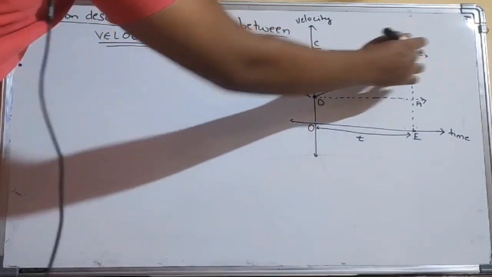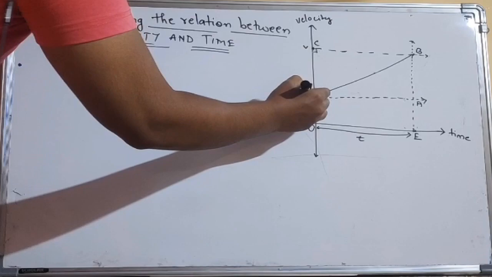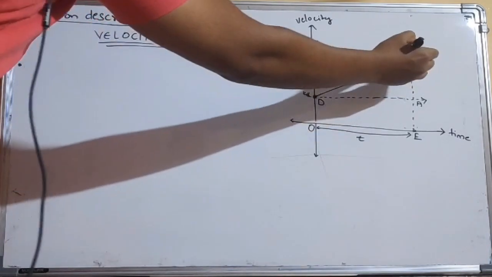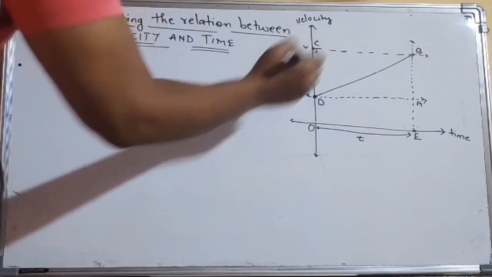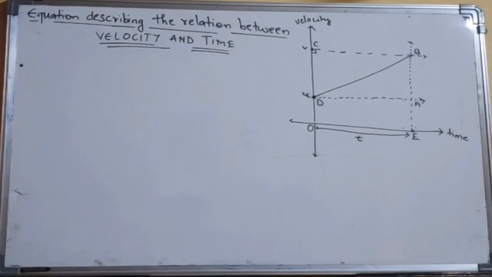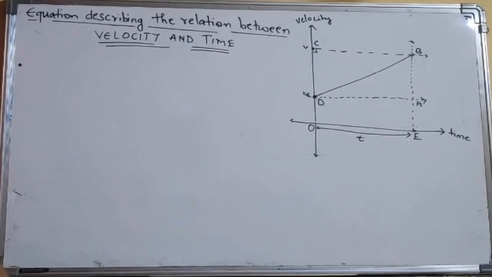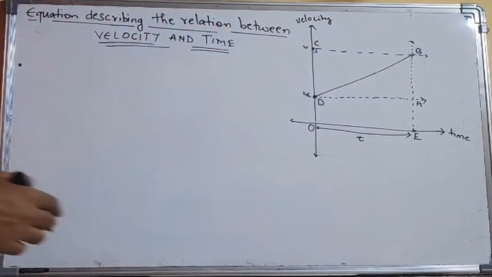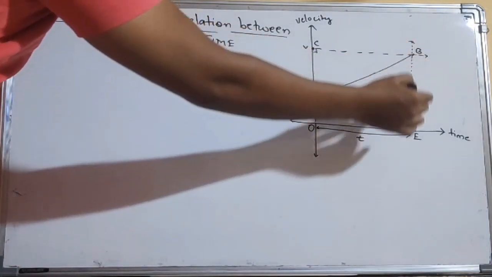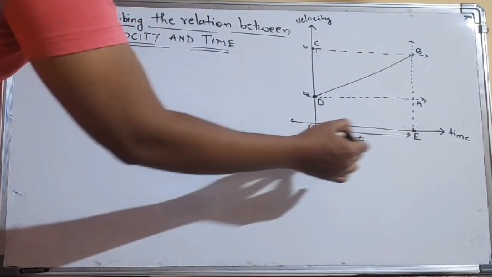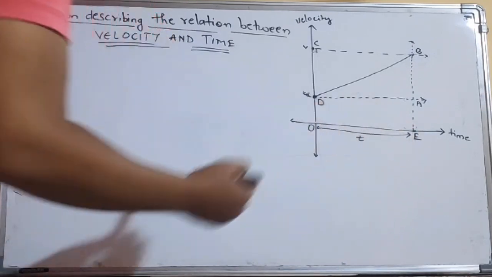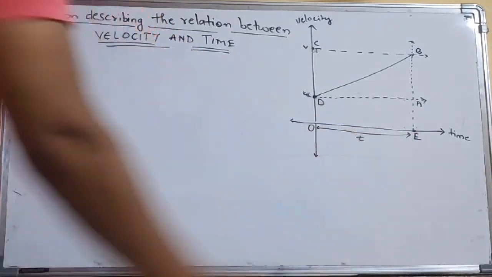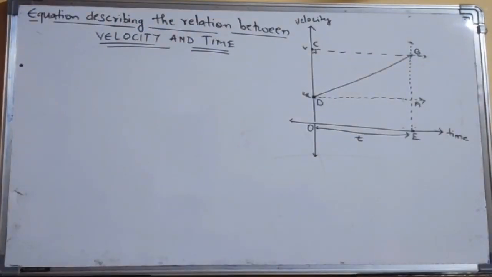So this is the displacement done. Now at point B, the velocity is v. This is the final velocity. Now, in order to reach from D to B, it has taken some time. The time is denoted by this segment OE, and this time we have taken as t.